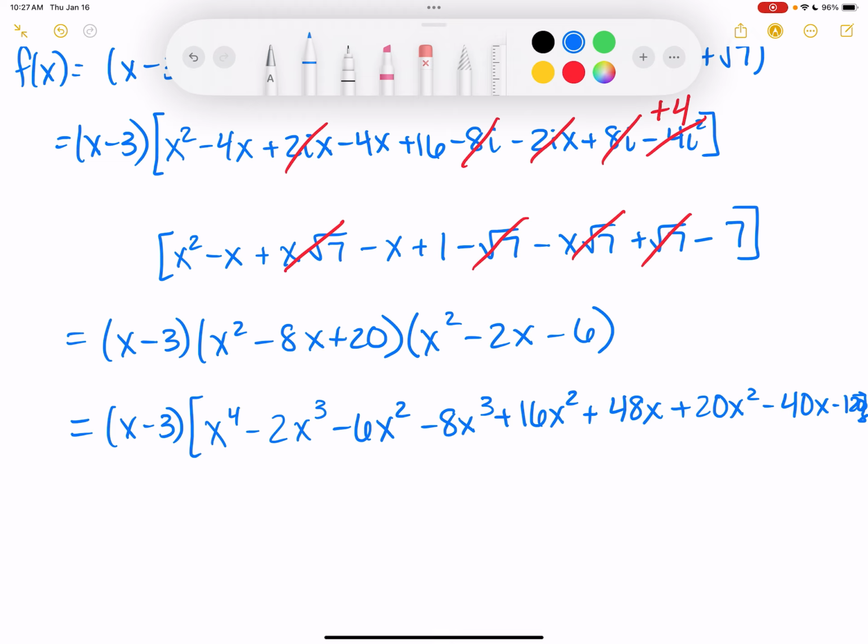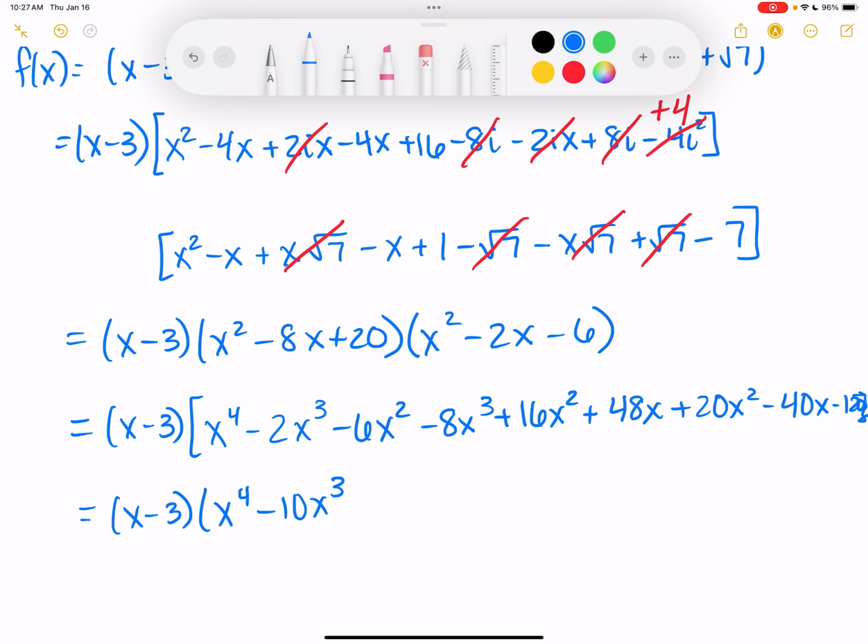So I've got x minus 3, and then x to the 4th, negative 10x cubed, minus 10x cubed, plus 30x squared, plus 8x minus 120.